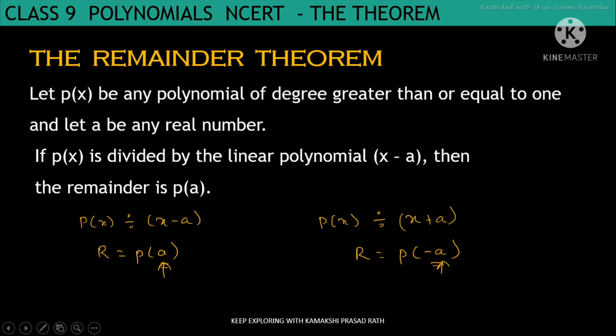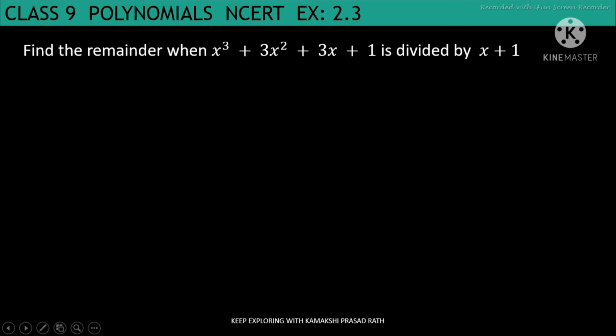So let's understand this more clearly using some examples. Here is one example: find the remainder when x cube plus 3x squared plus 3x plus 1 is divided by x plus 1. So first let's find the remainder using our long division method. So this is the dividend, x cube plus 3x squared plus 3x plus 1, and it is divided by x plus 1, the divisor.